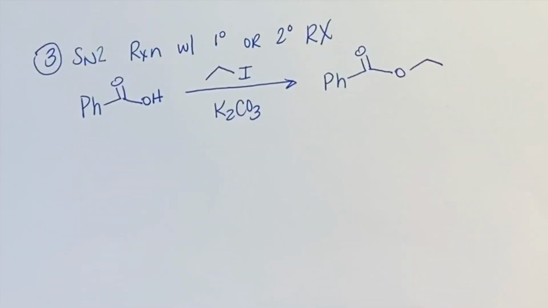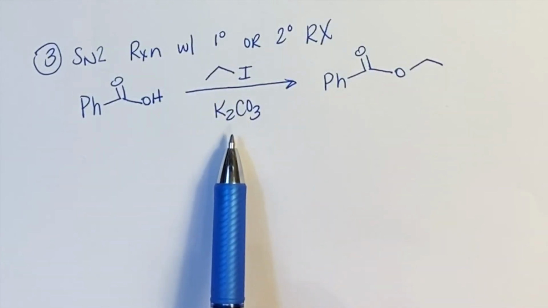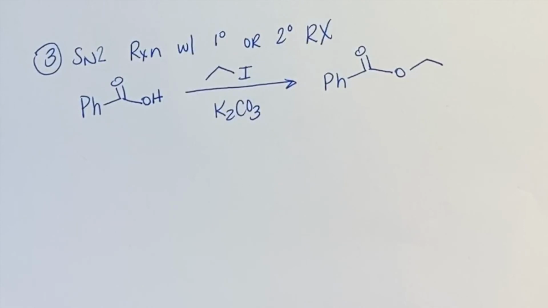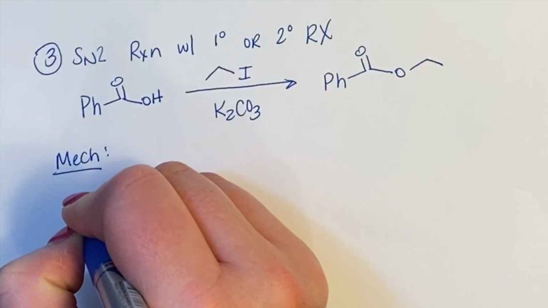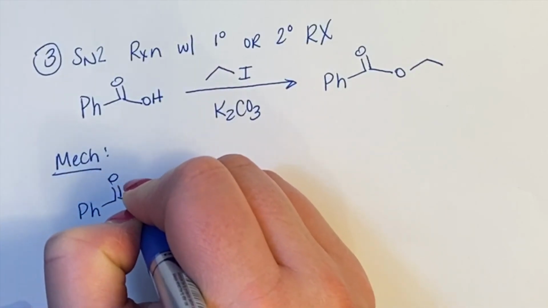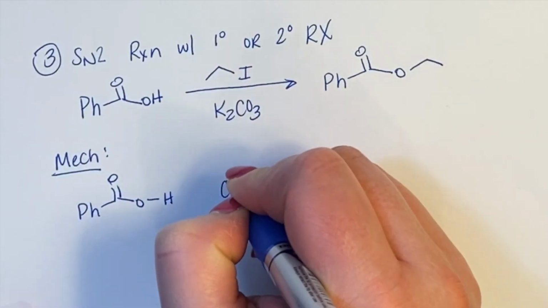The third way that we can make an ester is with an SN2 reaction between a carboxylic acid and a primary or secondary alkyl halide. So in this reaction, we require a primary or secondary alkyl halide along with a base like potassium carbonate. So under the conditions of the mechanism, my carboxylic acid will first react with my base.